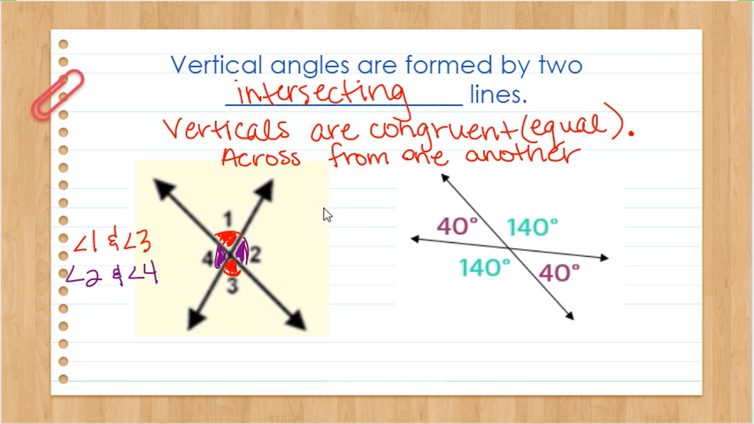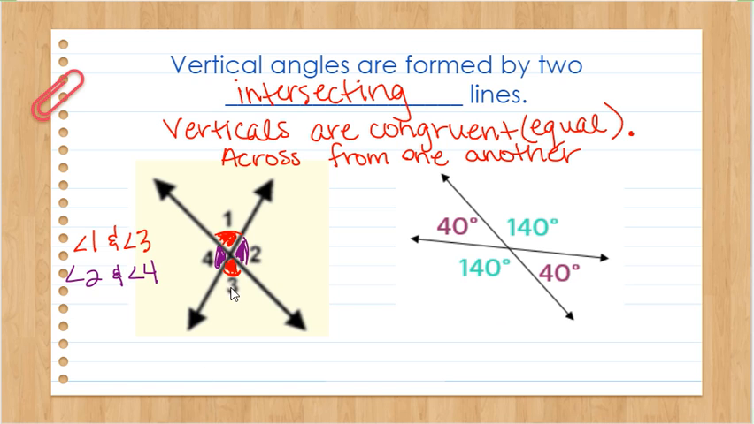All right, and then we also know that they're congruent. So if we know angle 1 is a measure of, let's say, 80 degrees, then angle 3 would also have to be 80 degrees. And if angle 2 is 100, then angle 4 would also have to be 100, okay? So they're across from each other, and they have the same measures.